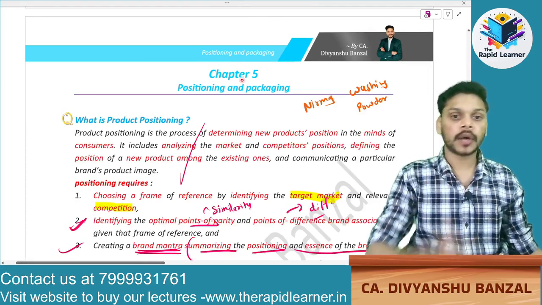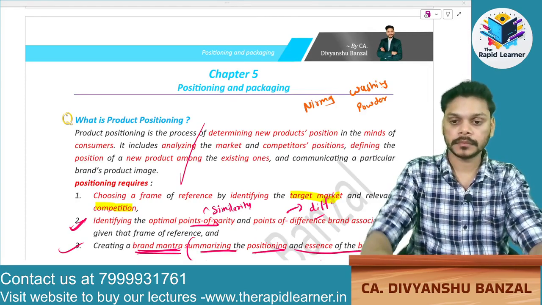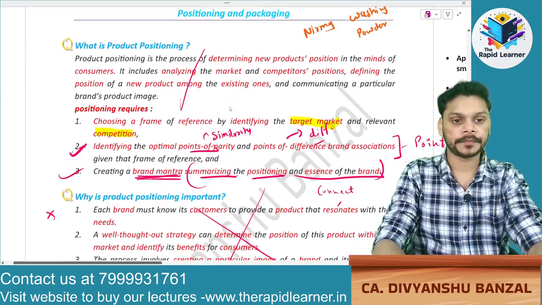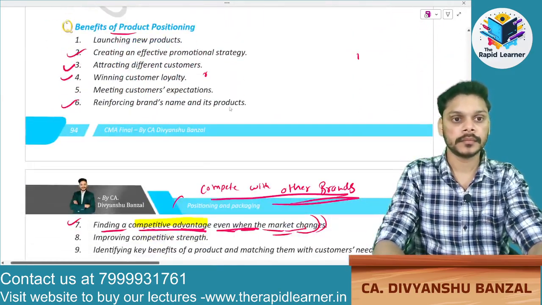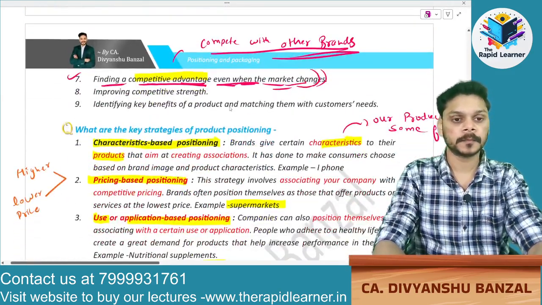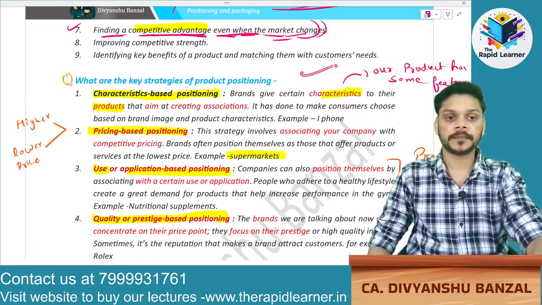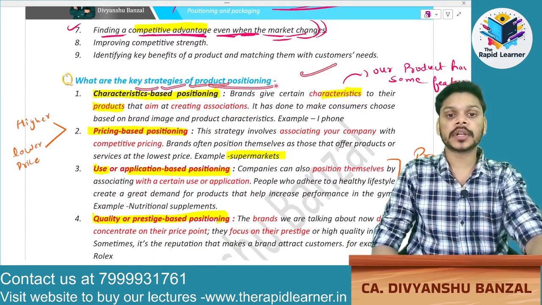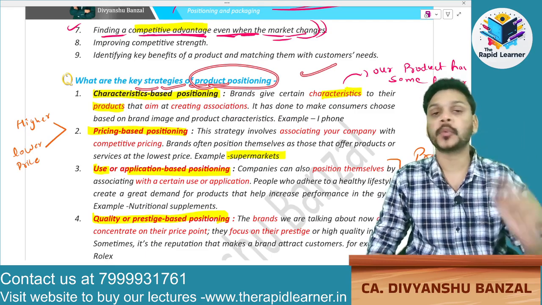Okay, now chapter number five. Question number one: what are the key strategies of product positioning? What are the strategies for product positioning?